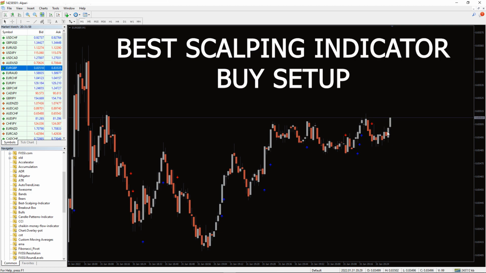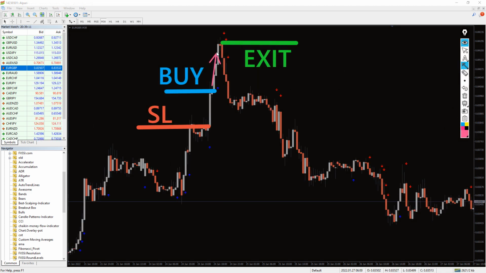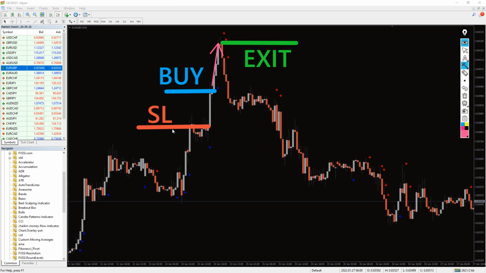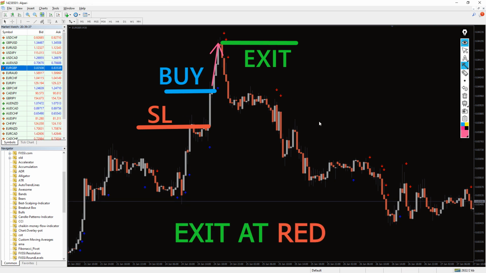Best scalping indicator buy setup. Look for the blue arrows on the chart. Wait for the price bar to turn bullish. Enter at the blue arrow and place stop loss 15 to 20 pips away from the entry point. Exit when the red arrow appears.